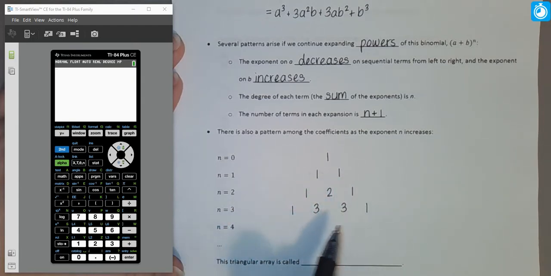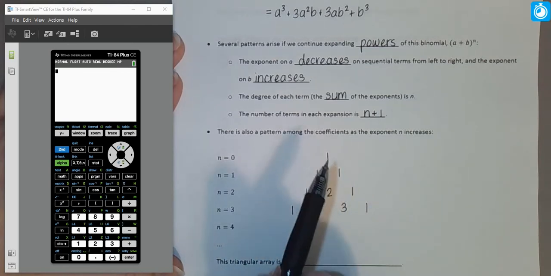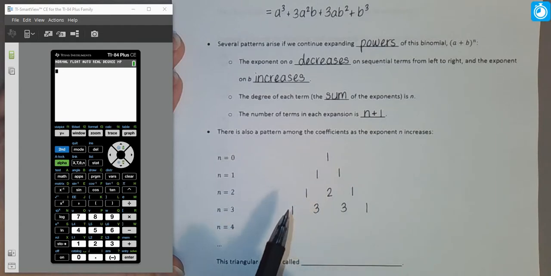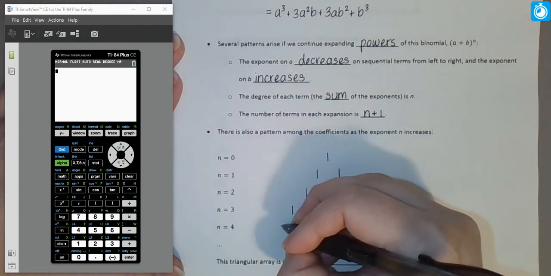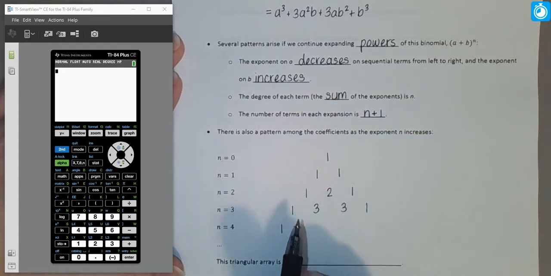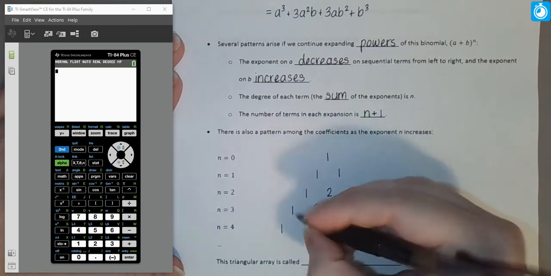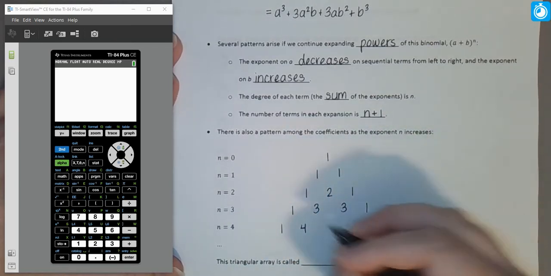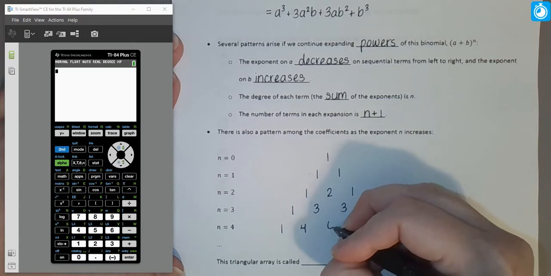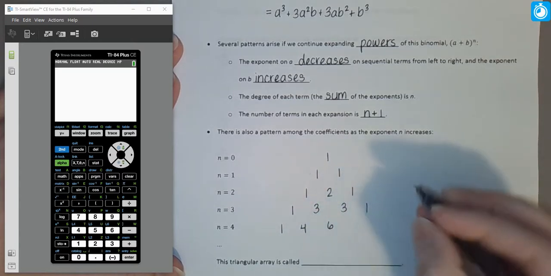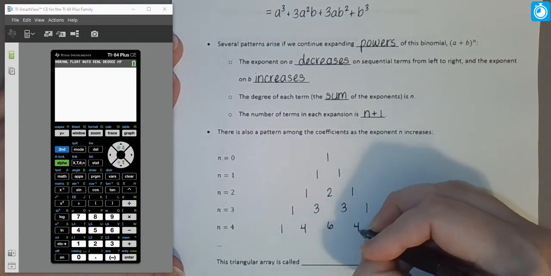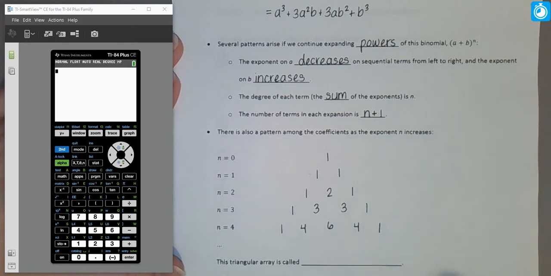So if we were to follow the same pattern on the next row, notice we'd add on one more value. So 1 value, then 2, then 3, then 4, then 5. So 1 on the outer edge, and then sum the two values above, which would give you a 4. Sum those two values, which would give you a 6. And then 3 plus 1 would give you 4. And then we also have a 1 on the end.